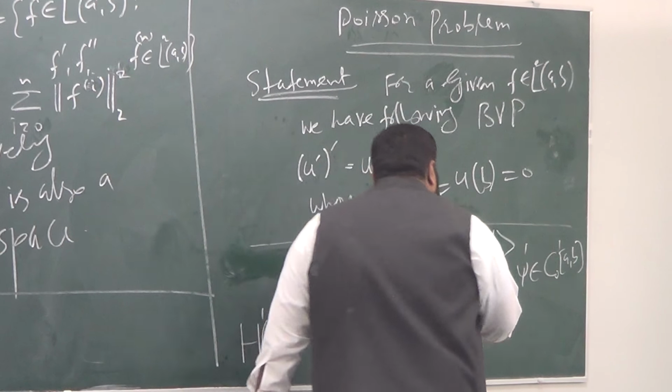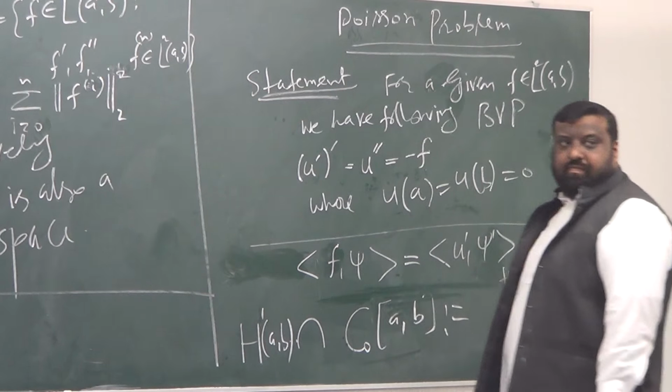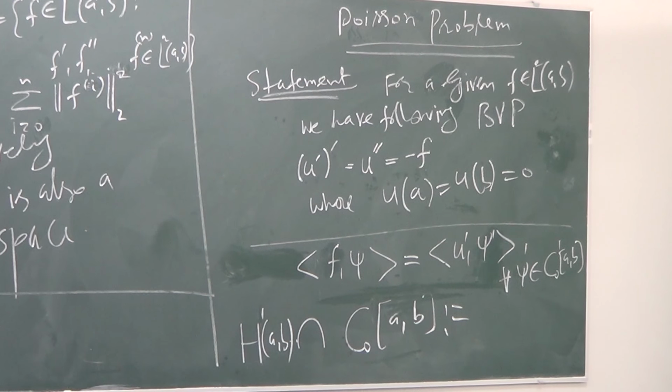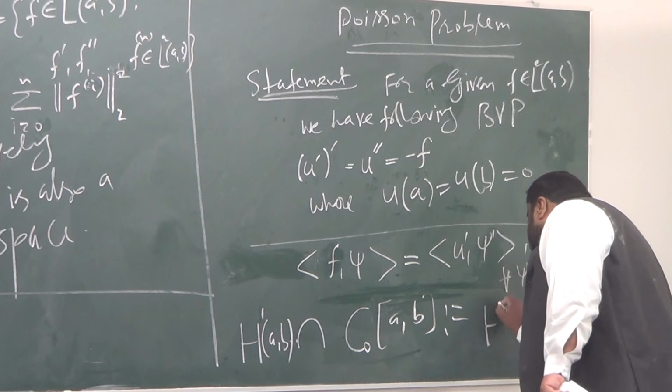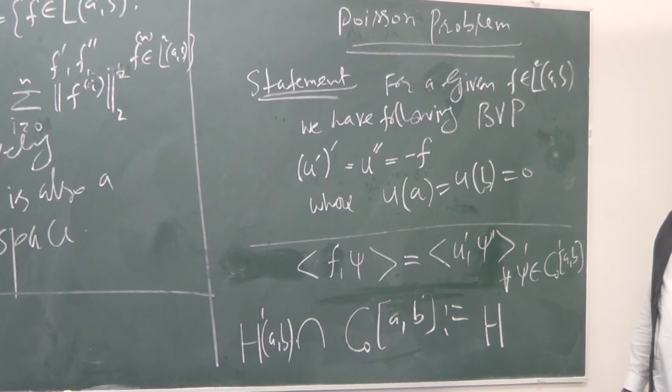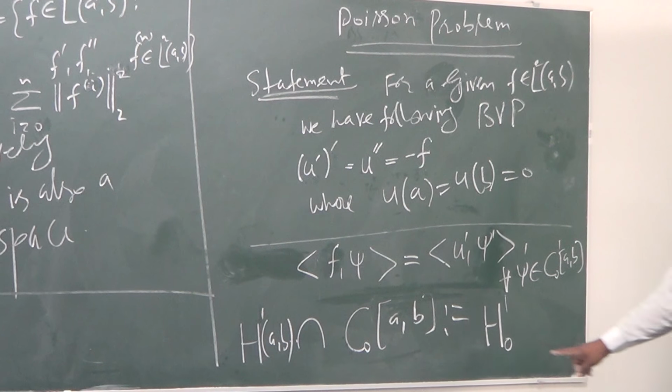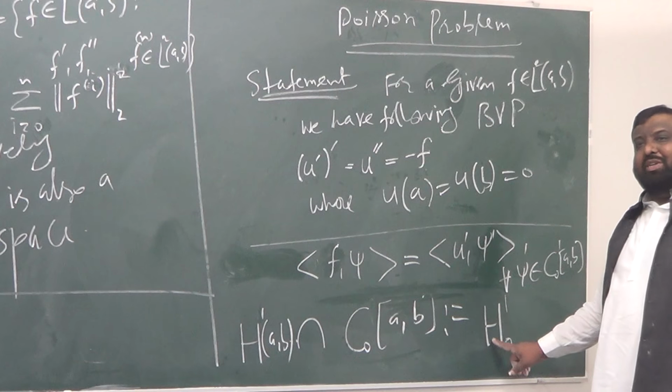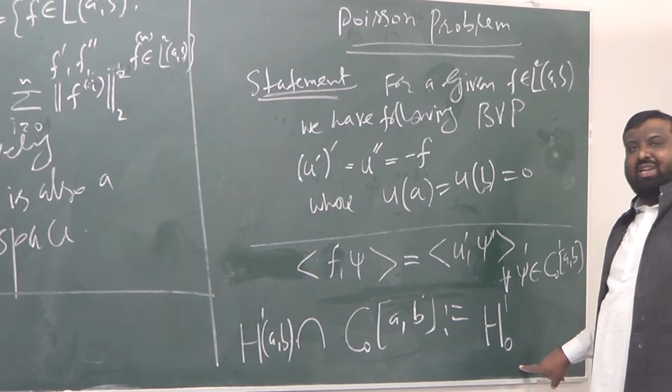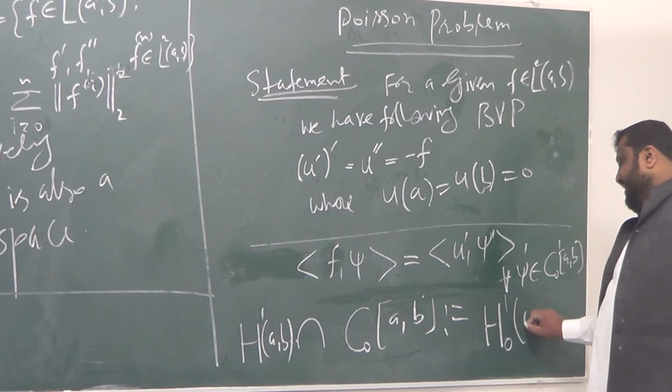This is what we want to do. I'm giving this space a name in order to make my life easier. I'm giving this space a name, and this space is H1 naught. I put a naught here. In other words, this naught is showing that whatever belongs to this space is going to be in H1, vanish on the boundary, and is defined on the interval.